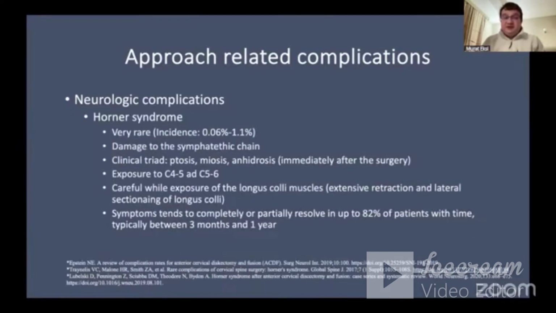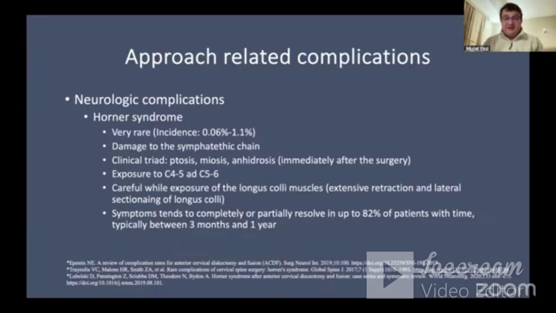Horner syndrome is very rare because the sympathetic chain resides just lateral to the longus colli muscles. So if we go for extensive retraction during surgery or far lateral dissection of the longus colli while dissecting it, we can harm the chain, especially at the levels of C4-5 and C5-6.